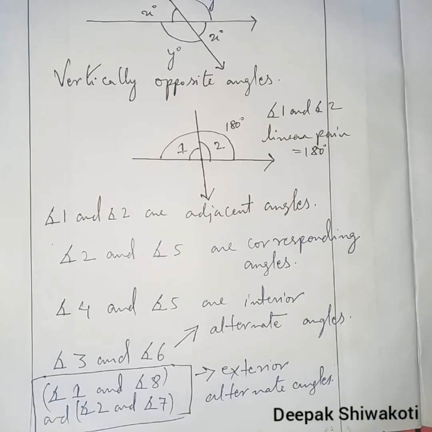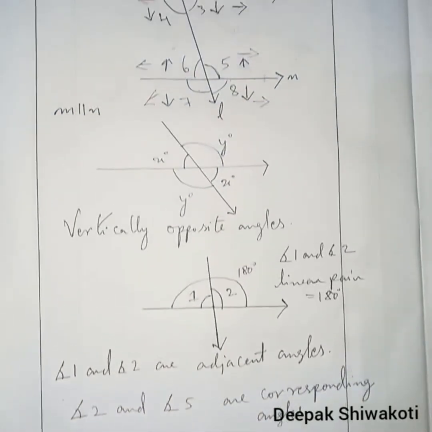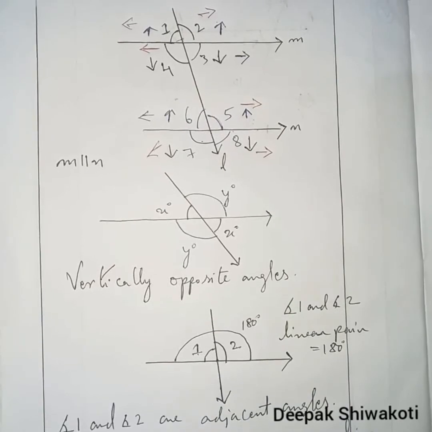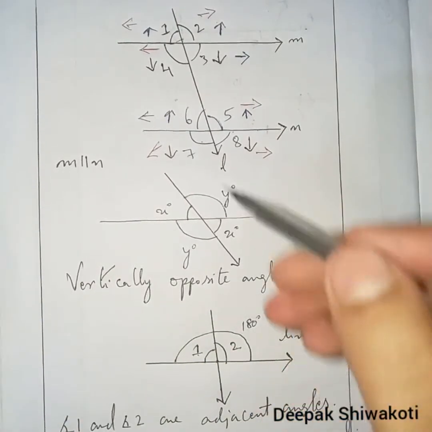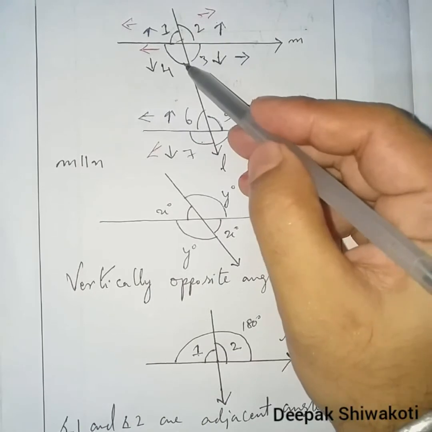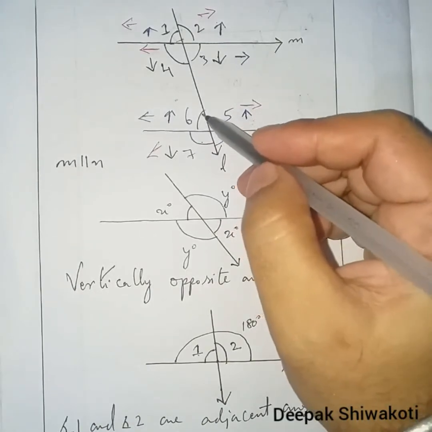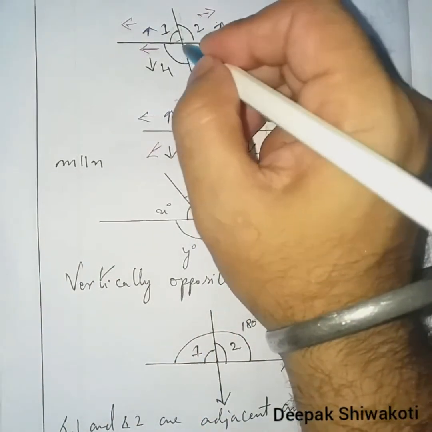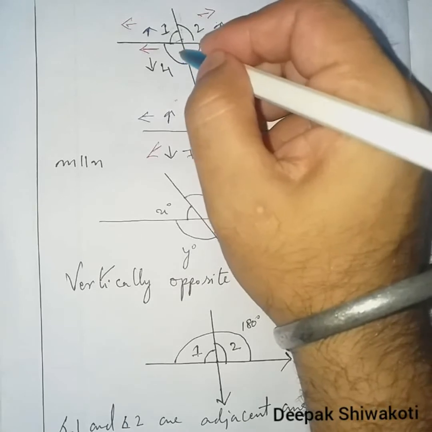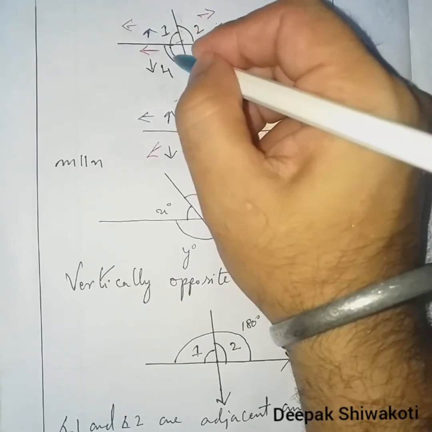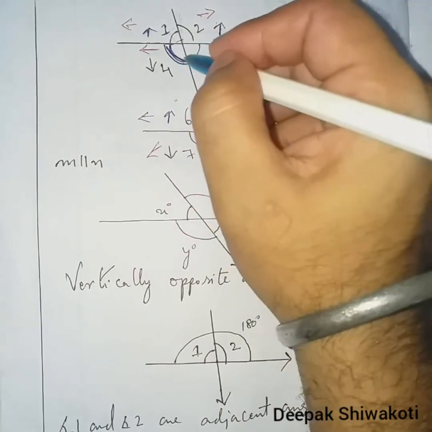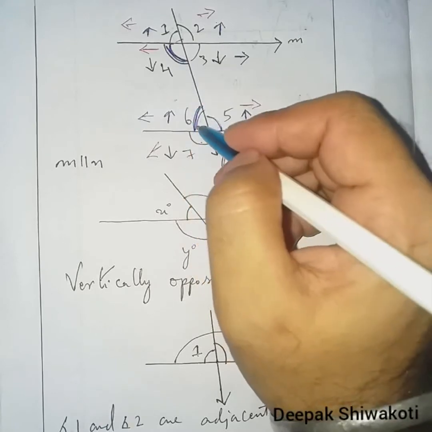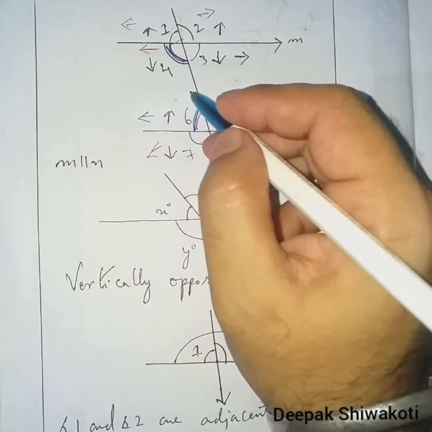Now next we're going to understand co-interior angles. Co-interior angles means this angle 4 and angle 6. With the help of blue ink, I am showing you this angle, angle 4 and angle 6. The sum of these two angles is 180 degrees.